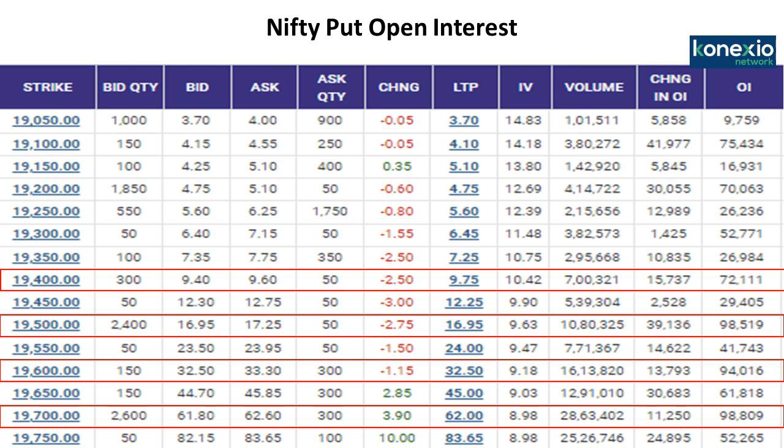Now here also you can see a rise in the volumes, a rise in the open interest. Implied volatility is still low. It is between 8.98 and 10.42. The option premium is flat, slightly positive, positive to sideways, or slightly negative.